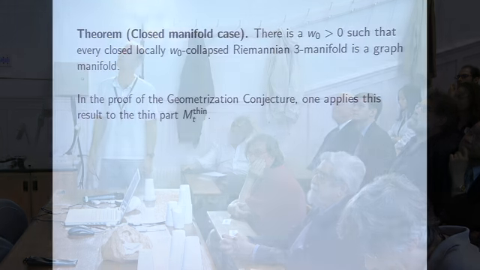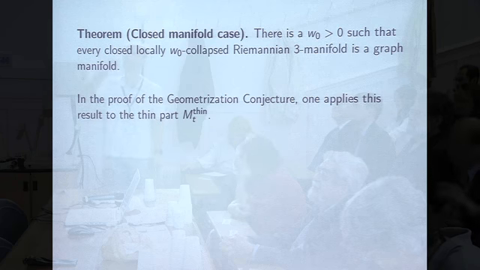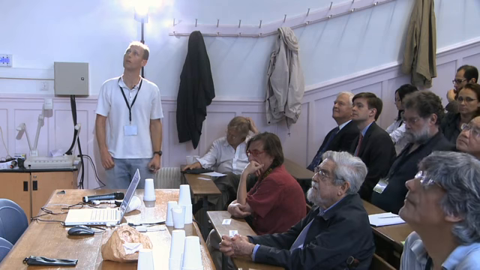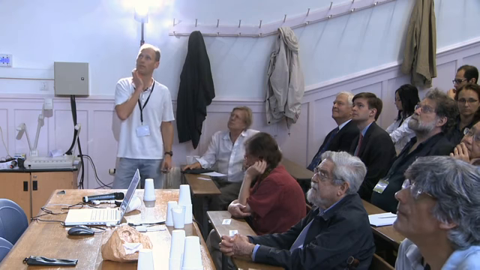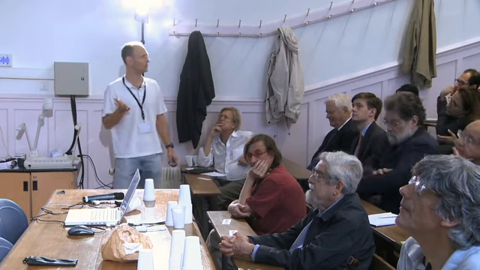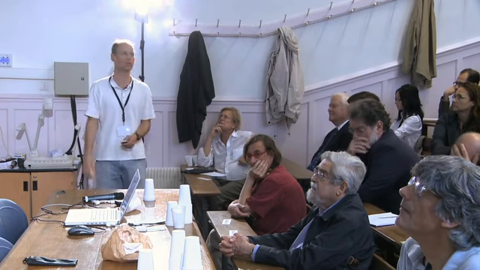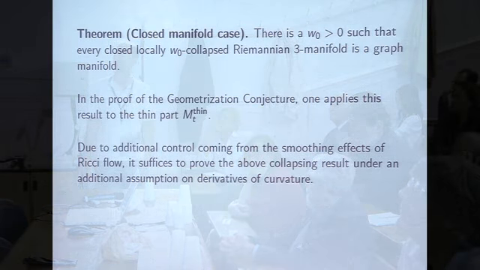Okay? So in the proof of the geometrization conjecture, you just apply this theorem to the thin part, because you know for this w0, for large t, the thin part will be w0 locally collapsed. And so it's a graph manifold. All right. So I should mention, although this theorem is true in this form without any other hypotheses, if you're interested in proving the geometrization conjecture, then you can use some additional information that's coming from the smoothing or regularizing properties of the Ricci flow.